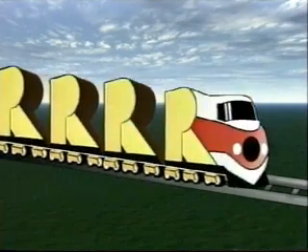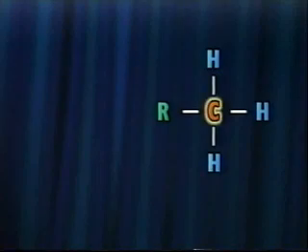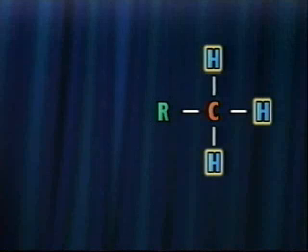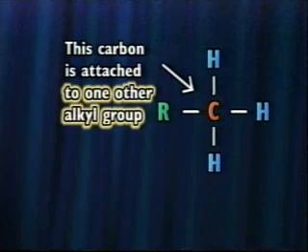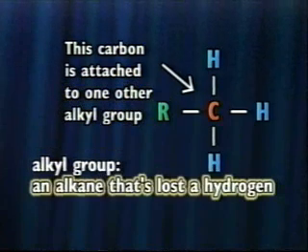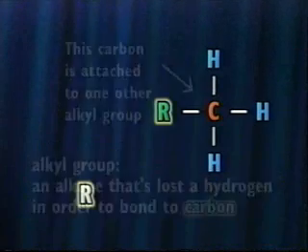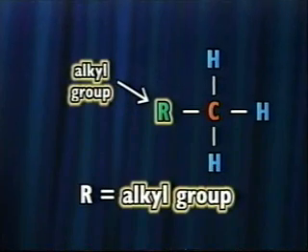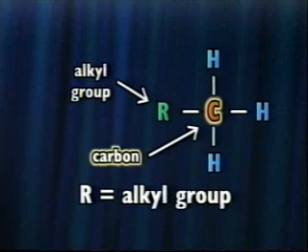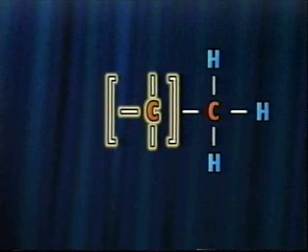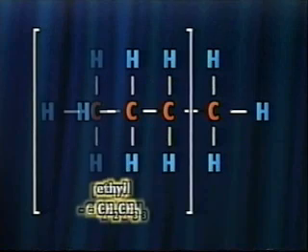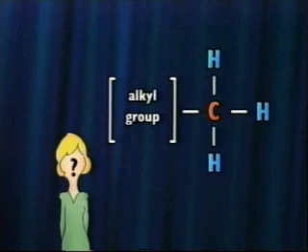So find the remote, sit tight. Here's where the R's come in. Do you see this carbon here with one R and 3 H's attached to it? Well, what that's telling us is this carbon is attached to one other alkyl group. Remember, an alkyl group is just an alkane that's lost a hydrogen in order to bond to this carbon. R is a shorthand for an alkyl group, just like the atomic symbol C is shorthand for carbon. So the R just tells us that there's an alkyl group there, and that tells us that there's a carbon there. That alkyl group could be methyl or ethyl or propyl or any other alkyl group. We don't know, and we don't care.